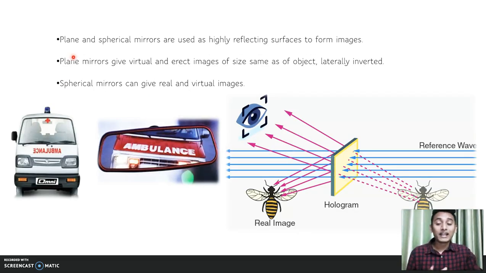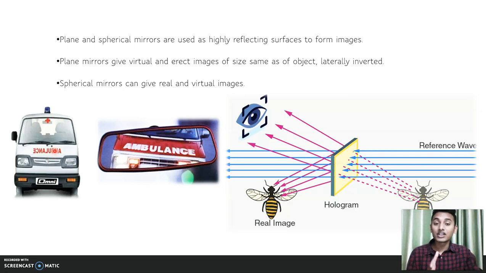Now, plane and spherical mirrors have been found to be highly reflecting surfaces, with the help of which we form different kinds of images to use them for different applications. Plane mirrors give virtual and erect images of the same size as the object but laterally inverted. And spherical mirrors can give real and virtual images. So let us talk about lateral inversion first.